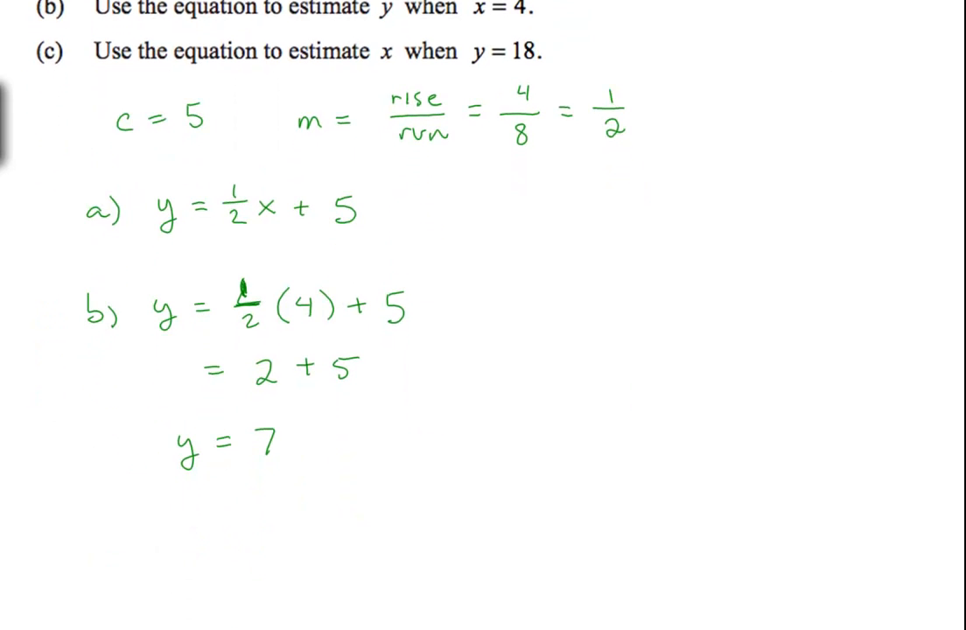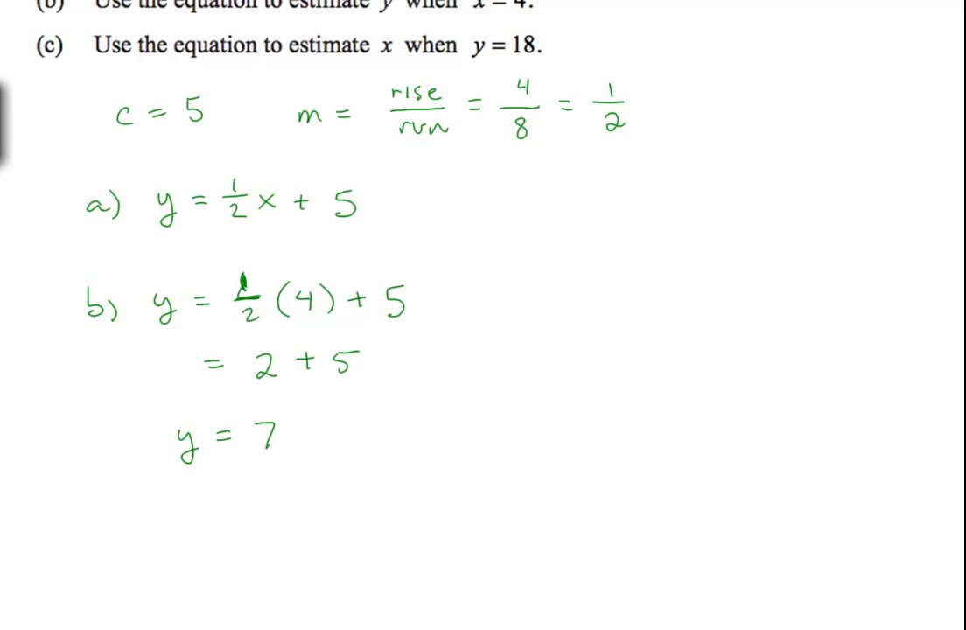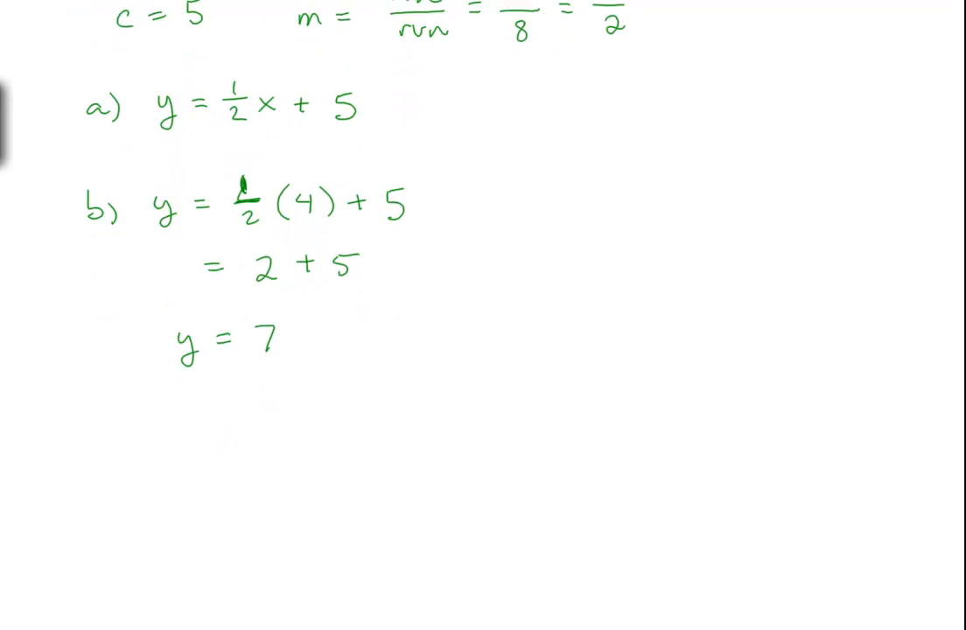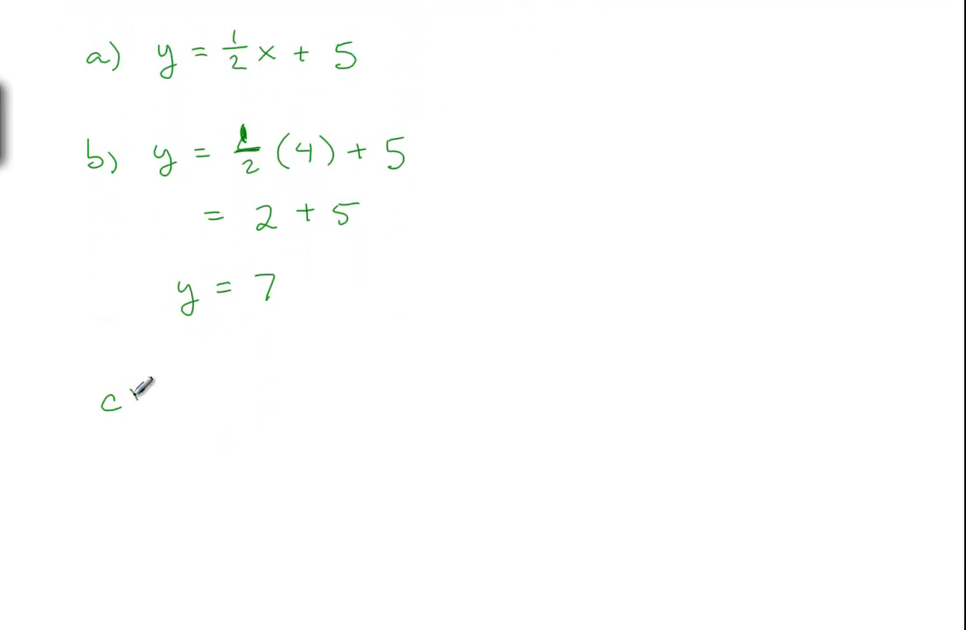Let's estimate x when y equals 18. This one's going to be a little bit harder. We're going to have to do some algebra. So when y equals 18, let's find x. We're saying y is 18, so 18 equals 1/2 x plus 5. That's our equation. We're trying to figure out what x is. How can we solve for x? We have a 5 on this side, and we want to figure out what x is.